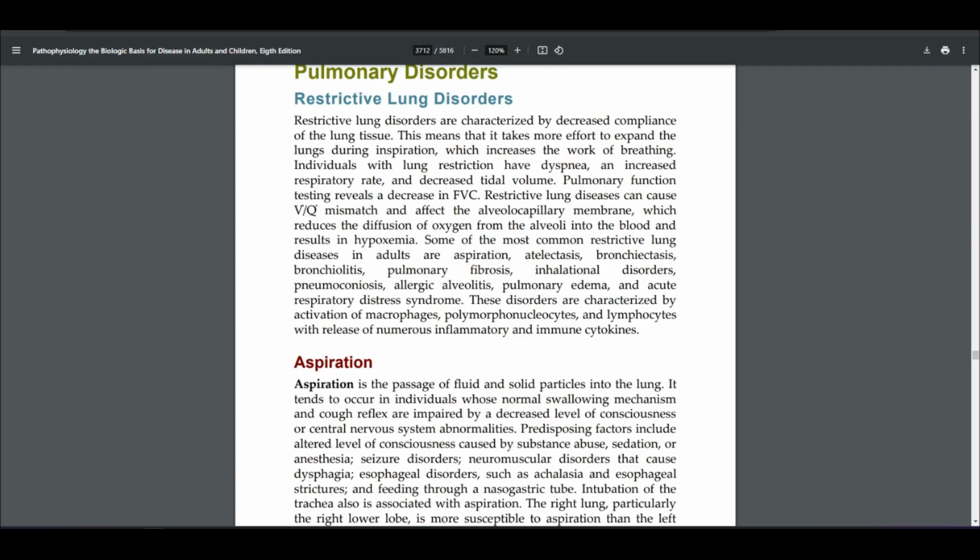Some of the most common restrictive lung diseases in adults are aspiration, atelectasis, bronchiectasis, bronchiolitis, pulmonary fibrosis, inhalation disorders, pneumoconiosis, allergic alveolitis, pulmonary edema, and acute respiratory distress syndrome. These disorders are characterized by the activation of macrophages, polymorphonuclear cells, and lymphocytes, with release of numerous inflammatory and immune cytokines.